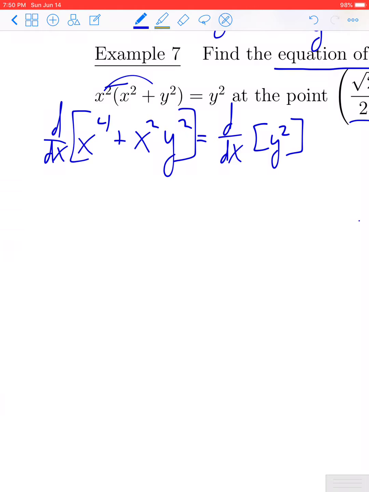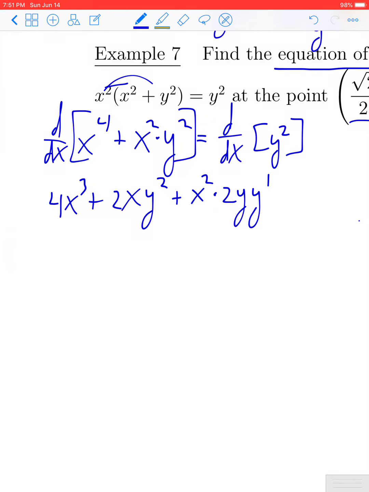On the left-hand side, the derivative of x to the fourth is 4x cubed plus, this will be a product rule, the derivative of x squared is 2x, leave the y squared alone, plus now leave the x squared alone. The derivative of y squared is going to be a 2y y prime. It's equal to, on the right-hand side, the derivative of y squared, again, is 2y y prime.